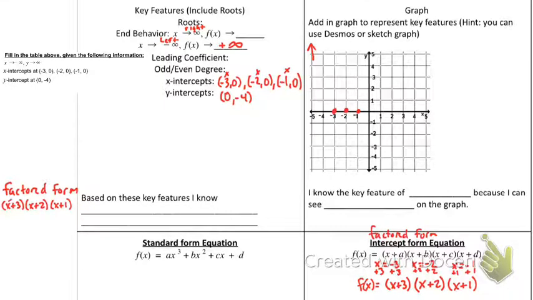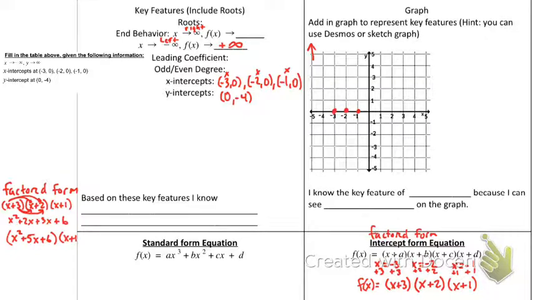So pay close attention. X times x, x squared. X times 2, positive 2x. All right. 3 times x is positive 3x. 3 times 2 is positive 6. All right, let's combine like terms. So the 2x and 3x is 5x. So we got x squared plus 5x plus 6. And then we bring in the x plus 1.